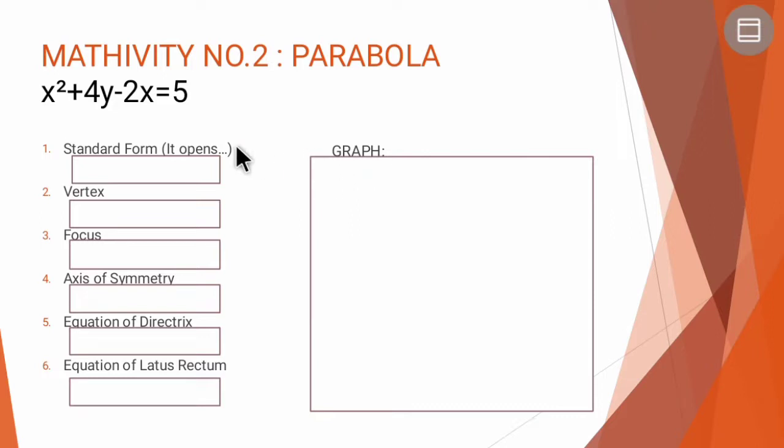In this activity you are going to solve for the standard form, and determine whether it opens left, right, upward, or downward. You are going to find the vertex, focus, axis of symmetry, equation of the directrix, and the equation of the latus rectum. This is the given. All the givens are in the general form, so you are going to use your analytical thinking.